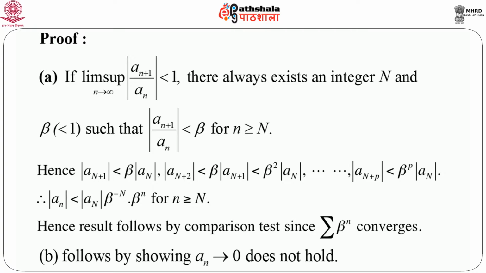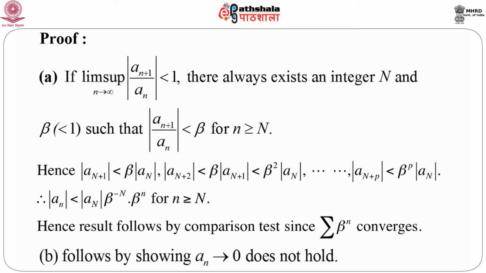Similarly, |a_{N+2}| is less than beta times |a_{N+1}|, which is again less than beta squared times |a_N|, and so on. So in general, we can write for p greater than or equal to 1, |a_{N+p}| is less than beta to the power p times |a_N|. So clearly we can write |a_n| less than |a_N| times beta to the power minus N times beta to the power n for all n greater than or equal to capital N. Again, just taking c_n equal to beta^n in the comparison test, we can apply the comparison test.